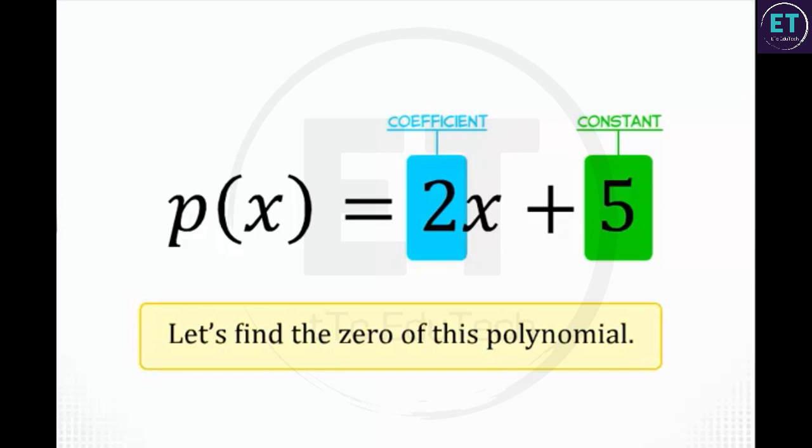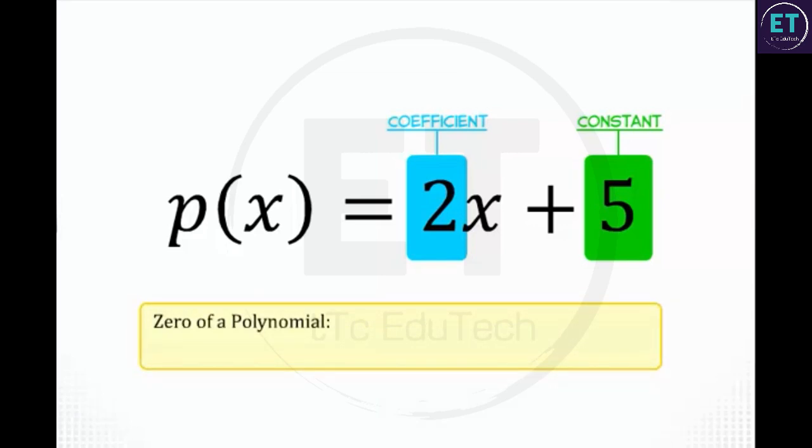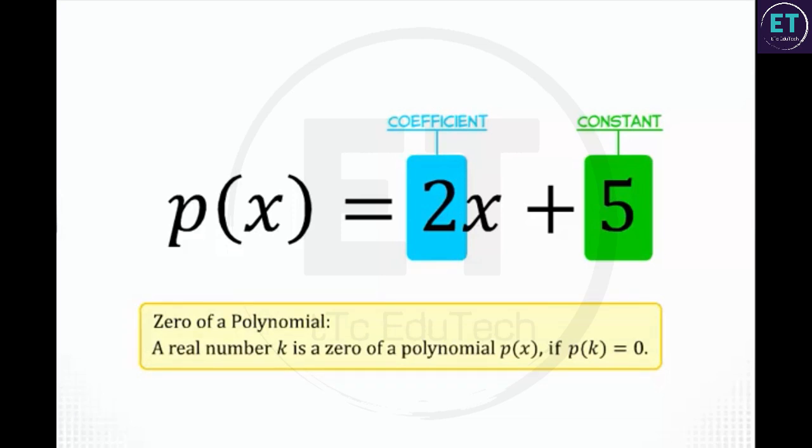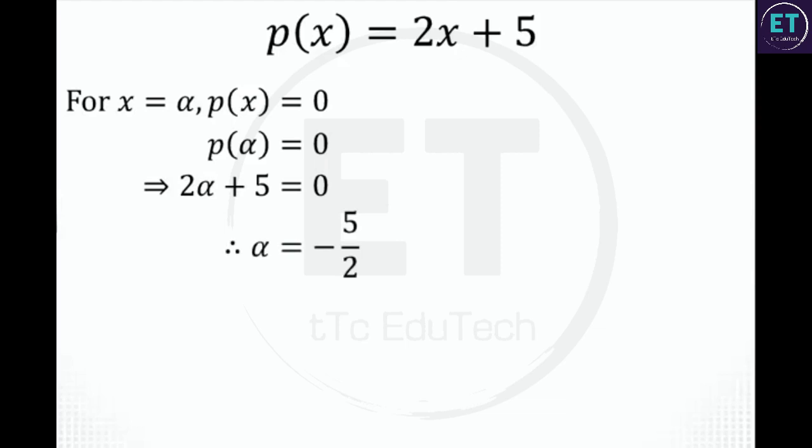Now, let's find the zero of this polynomial. The zero of a polynomial is defined as any real number k, for which the value of the polynomial becomes 0. Let's assume that for x equal to alpha, the value of p of x becomes 0. Thus, p of alpha is equal to 0. This implies that 2 alpha plus 5 is equal to 0. On simplification, we get the value of alpha as minus 5 divided by 2.